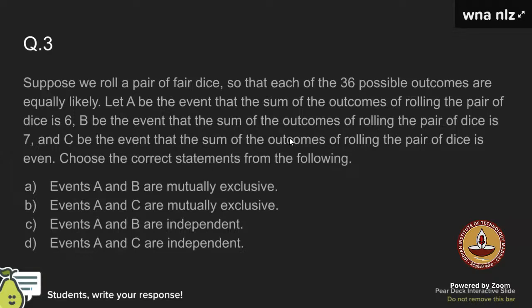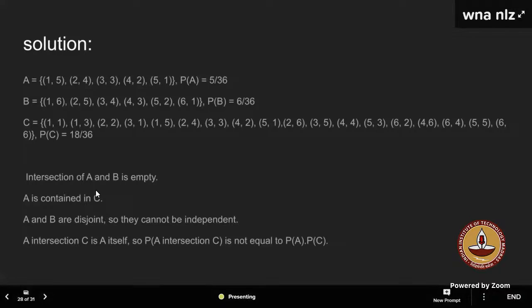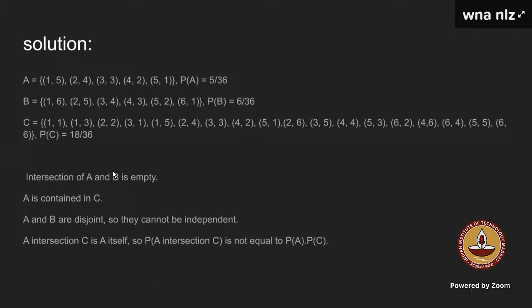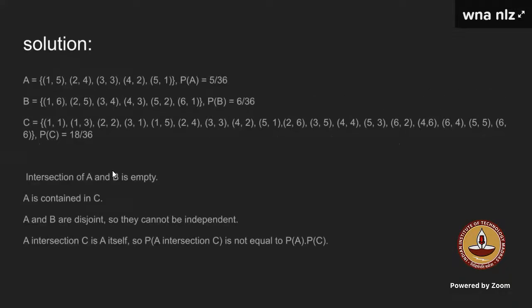Now, A and B are independent. What is the probability of A and B? It's 0. By A and B I mean A intersection B. Yes, it's 0, but probability of A times probability of B is not equal to 0, right? Since probability of A intersection B is not equal to probability of A times probability of B, what can we say? They're not independent.